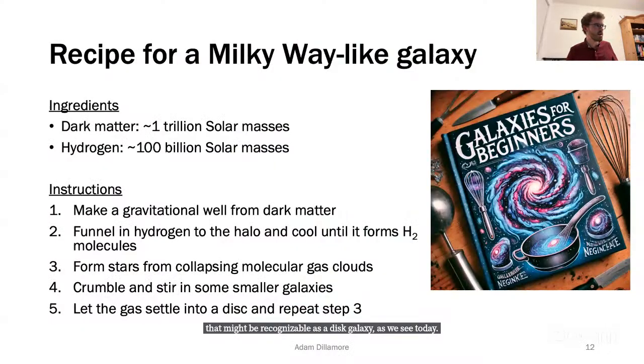So this is a nice recipe for how to make a Milky Way-like galaxy. The ingredients are very simple. All you need is dark matter, quite a lot of dark matter, and hydrogen. So dark matter is, as I mentioned, the dominant form of matter in the universe. It's nearly all the matter essentially is in dark matter, roughly 80%. I can't remember the exact number, but it's essential for forming galaxies.